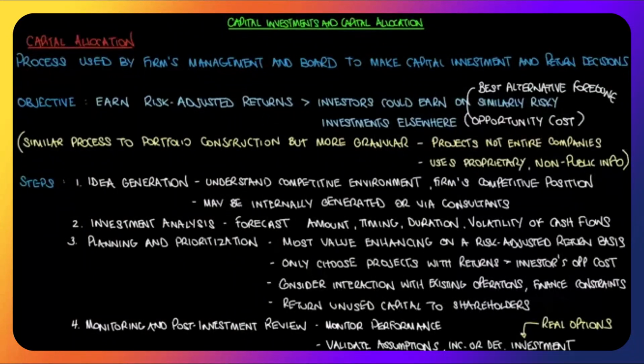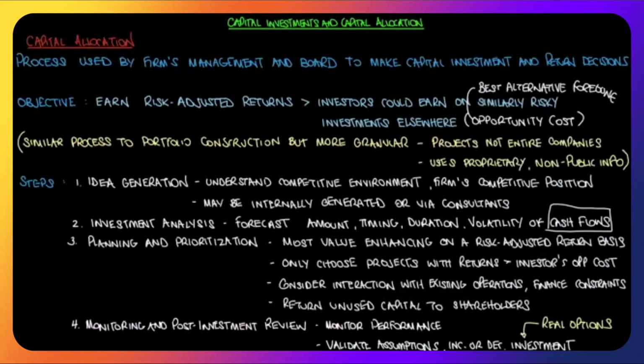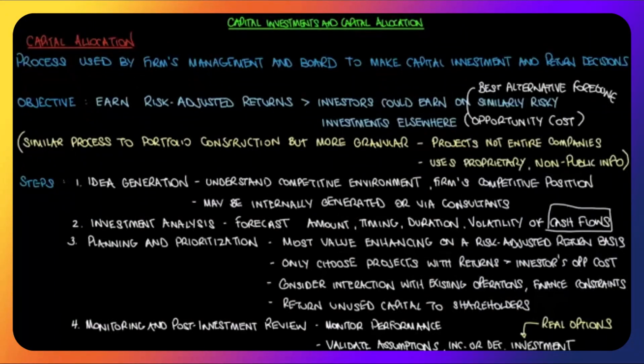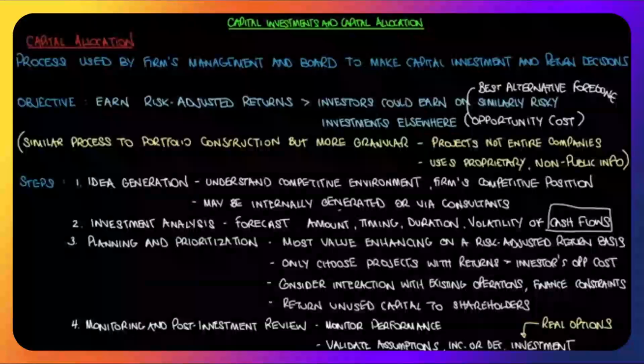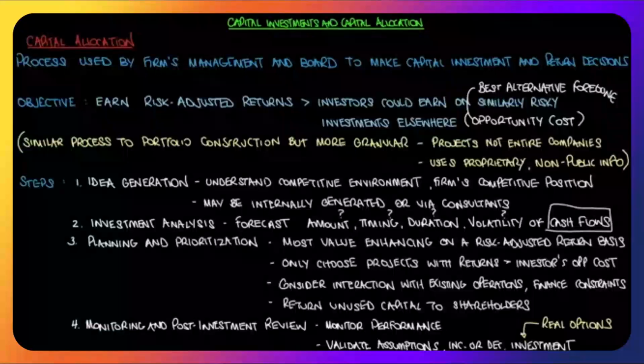Once you have the idea, number 2, investment analysis. You have an idea of what you're going to do. Forecast the amount, the timing, the duration, and the volatility of your cash flows. Cash flows, cash flows, cash flows. When you are analyzing a project, coming up with its NPV, it is based on cash flows, not accounting measures. Now, obviously, these are forecasts, so there are questions on how accurate all of these are. We're never going to be absolutely certain that we've got the right figure.